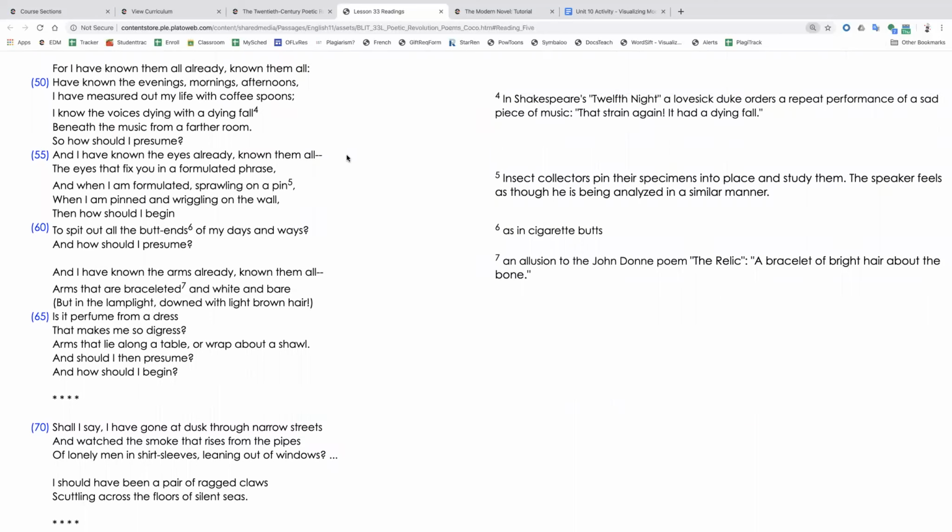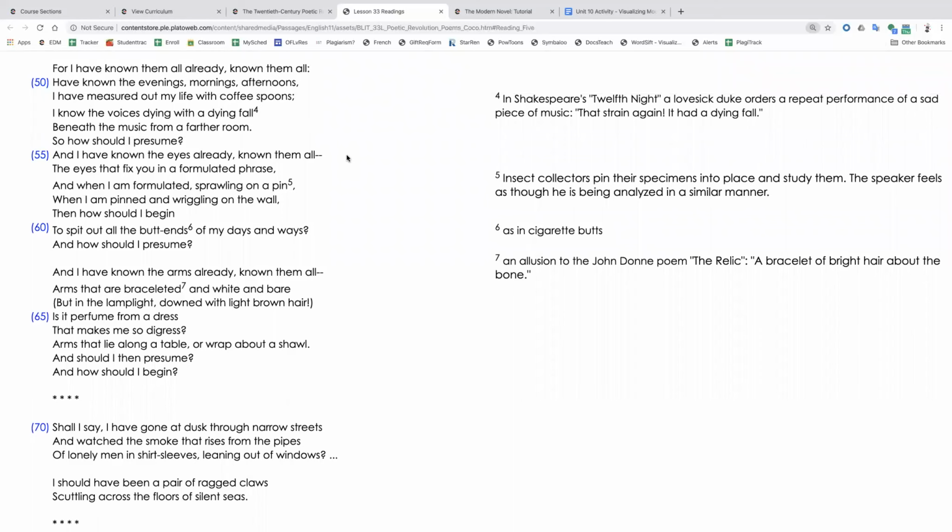And I have known the eyes already, known them all, the eyes that fix you in a formulated phrase. And when I am formulated, sprawling on a pin, and when I am pinned and wriggling on the wall, then how should I begin to spit out all the butt ends of my days and ways? And how should I presume?